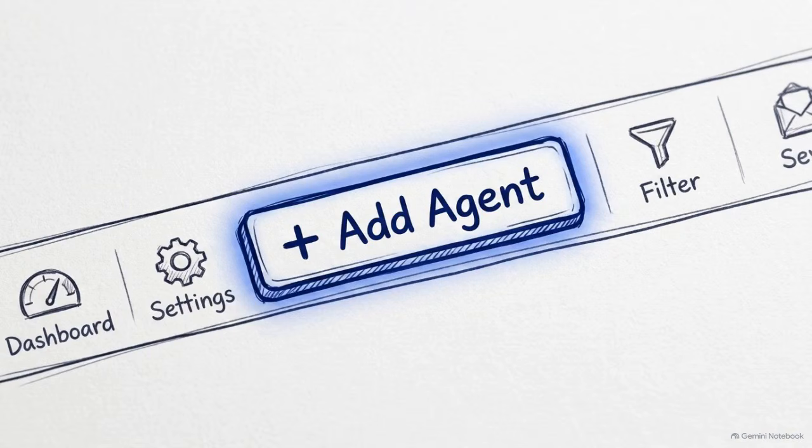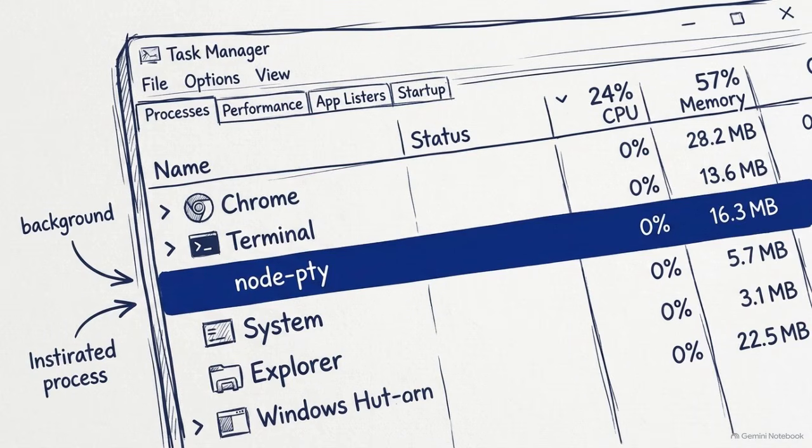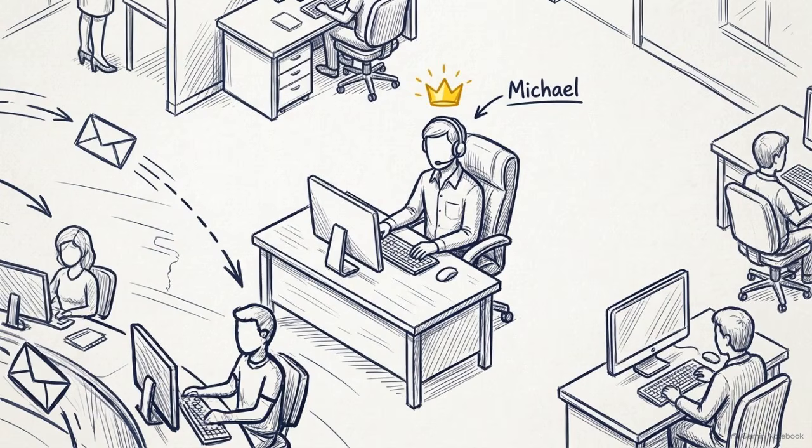Now we establish the workforce. Click Add Agent and select Claude Code to provision your primary orchestrator. The system spawns an isolated background process. You'll know it's successful when the orchestrator, the avatar named Michael, appears at his desk on the digital office floor.